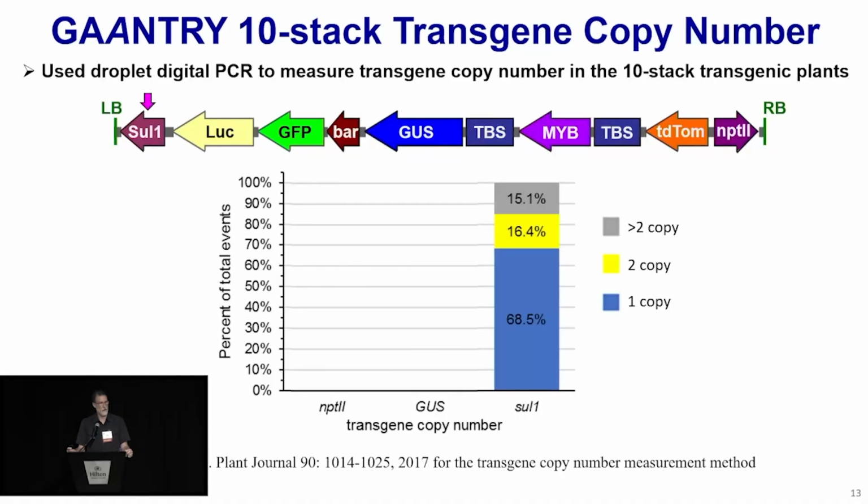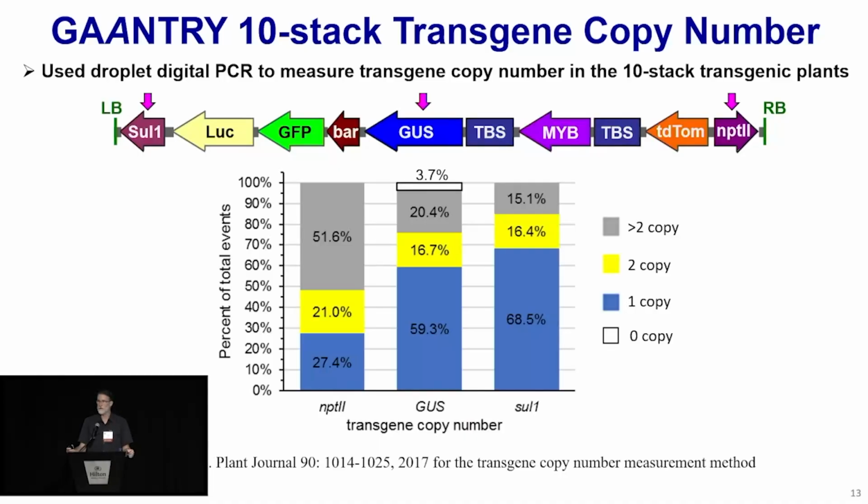It was a little bit different story if we looked at the copy number for the GUS gene, which is located in the center of the 10-stack, and the NBT2 marker, which is near the right border. And what you can see, there's a clear trend there. The copy number for the NBT2 sequence was definitely higher, but still over 27% of them had a single copy of NBT2. But there were also 2 copies and more than 2 copies as shown in the graph there.